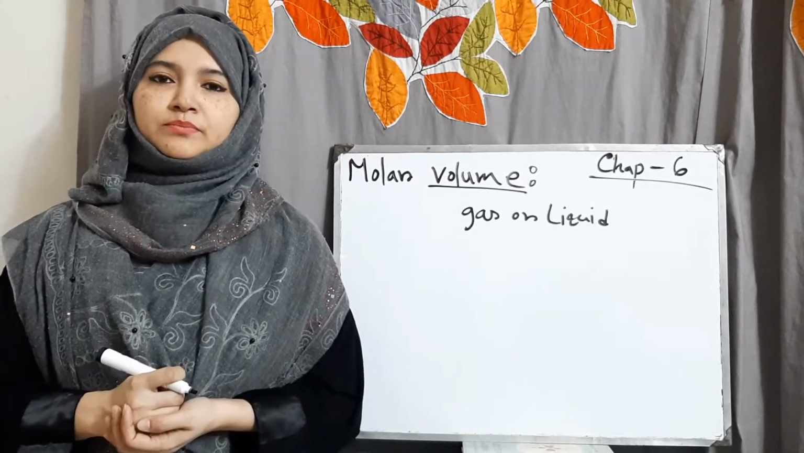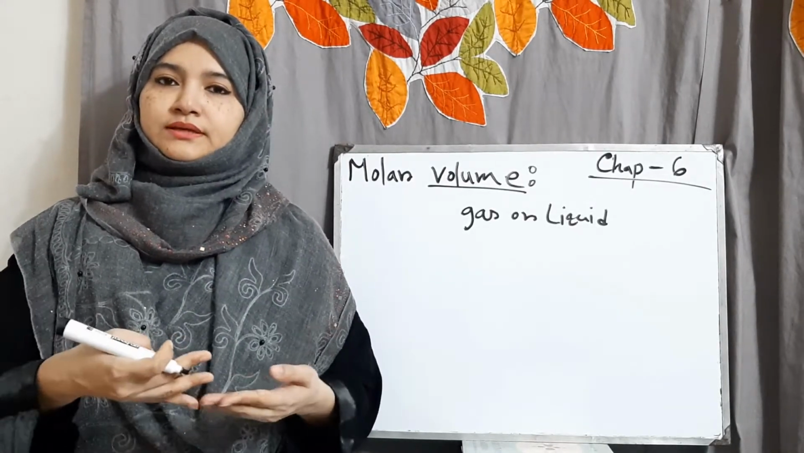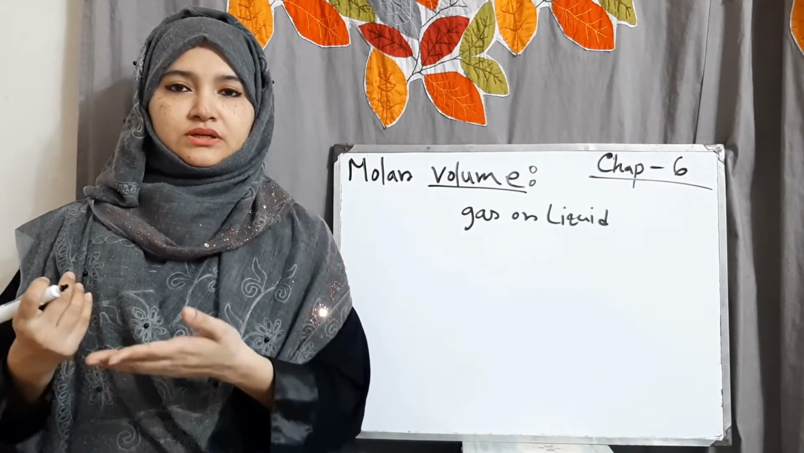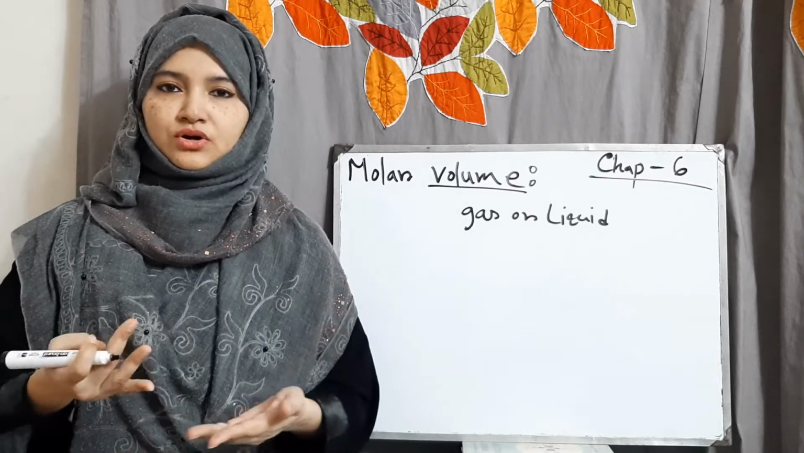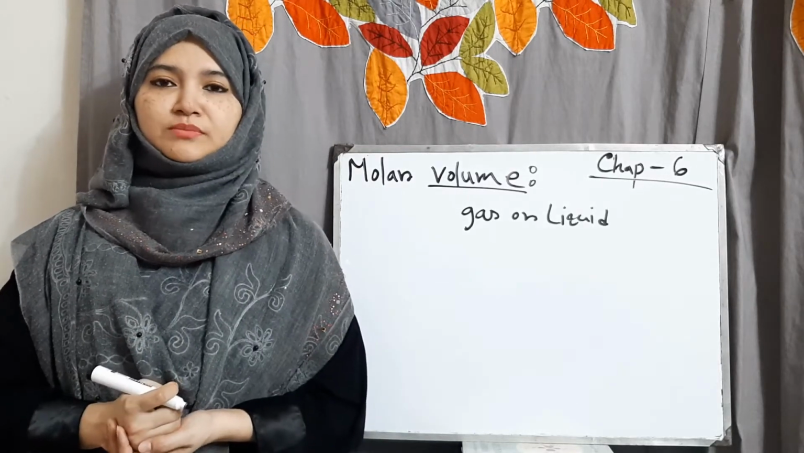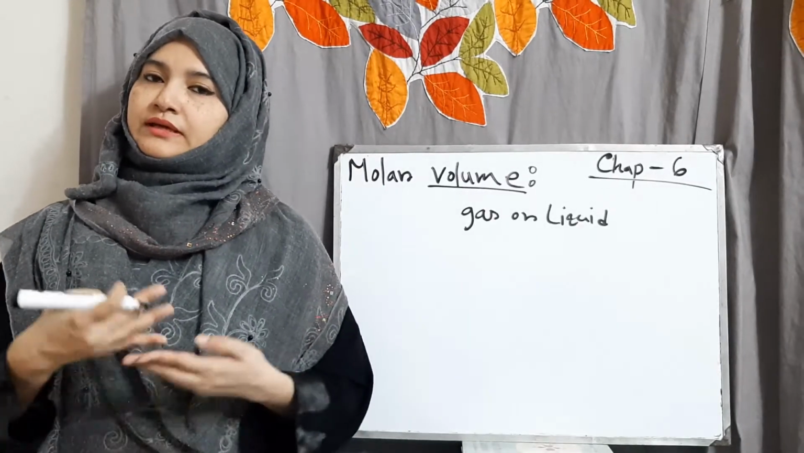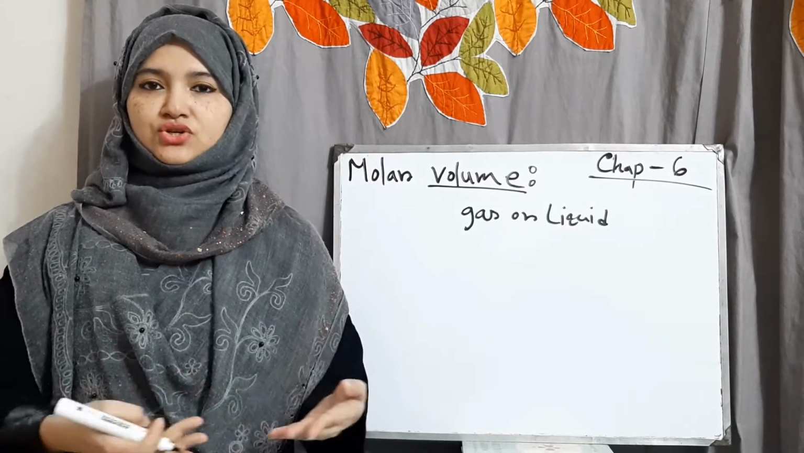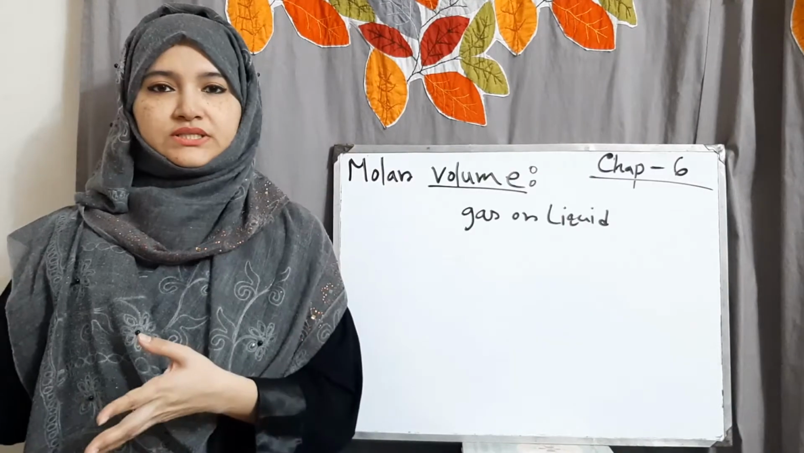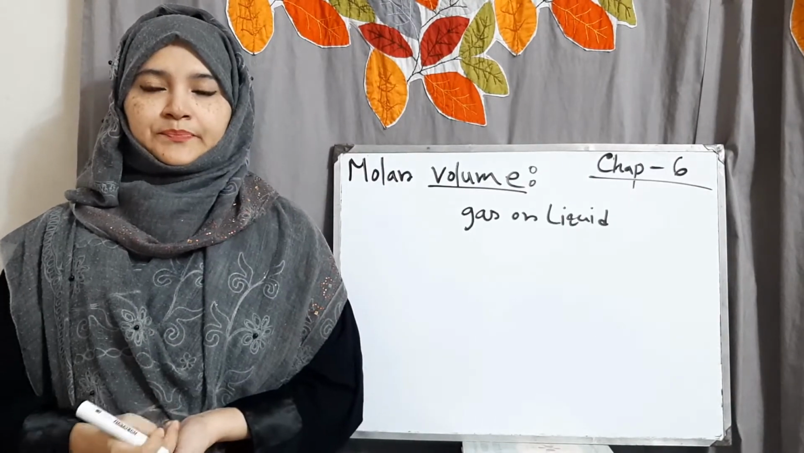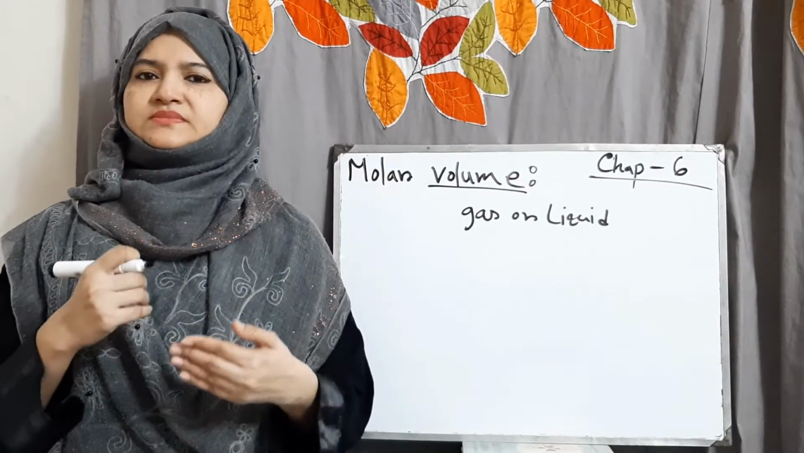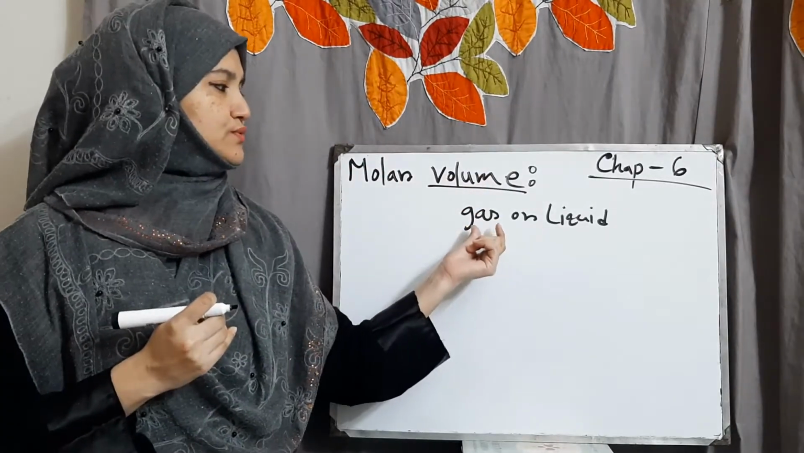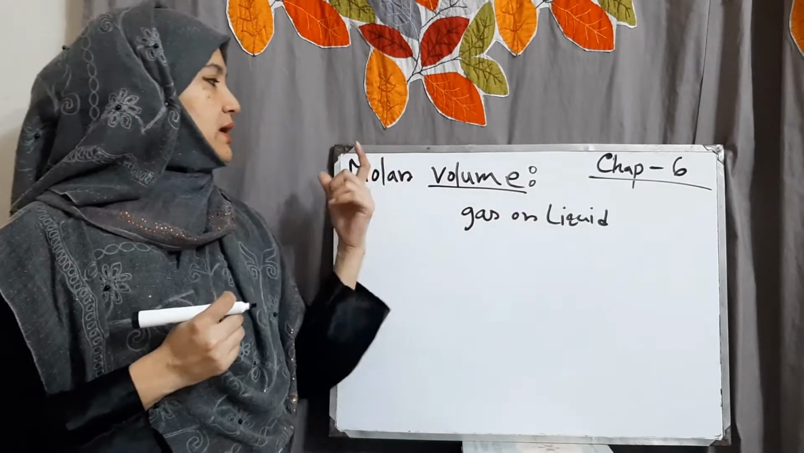When we buy any soft drinks, we mention 1 liter, 2 liter, 3 liter, or 500 ml, 250 ml. And for gas also we mention 1 liter hydrogen gas, or 2 liter oxygen gas, 4 liter carbon dioxide gas. That means volume is used for gas or liquid.